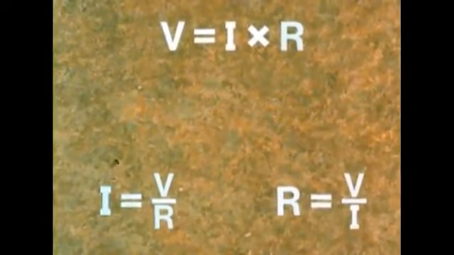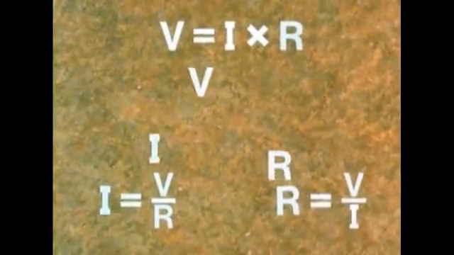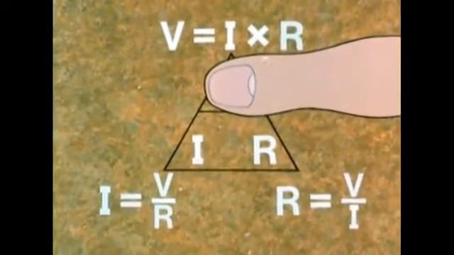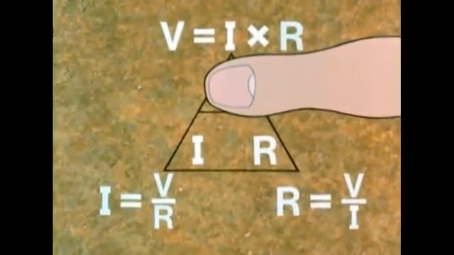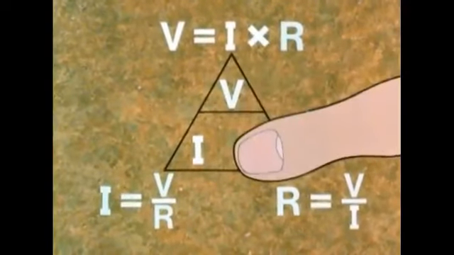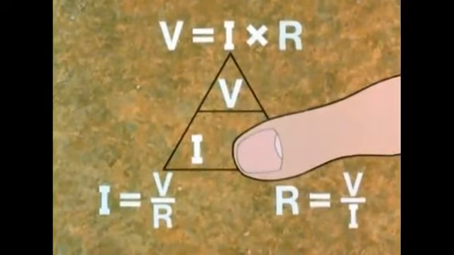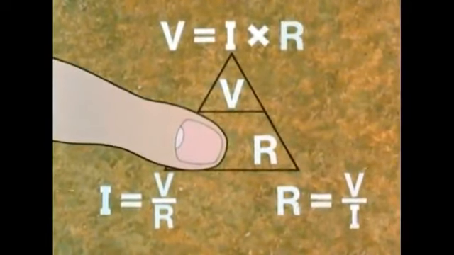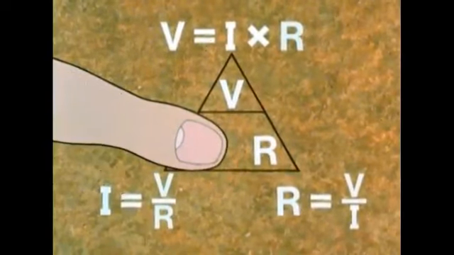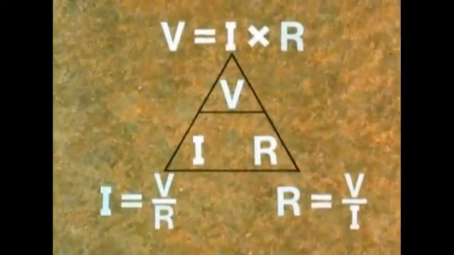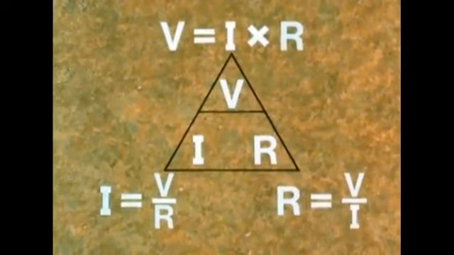An easy way to remember these 3 combinations is to remember this helpful triangle. To use it, you cover up what you want to know, voltage, say, and you know it is I times R. Or if you want to work out resistance, cover it up, and you're left with V over I. And finally, current is V over R. And always, V must be in volts, I in amps, and R in ohms.